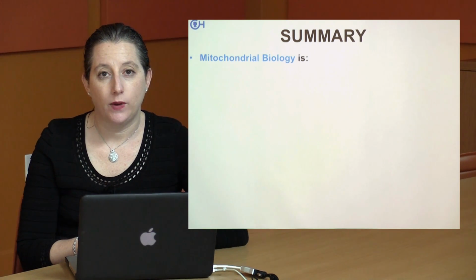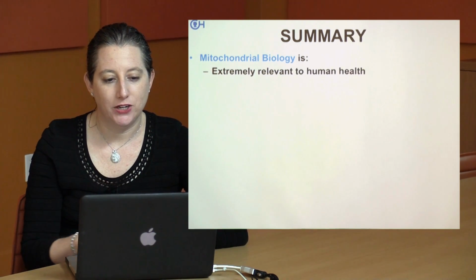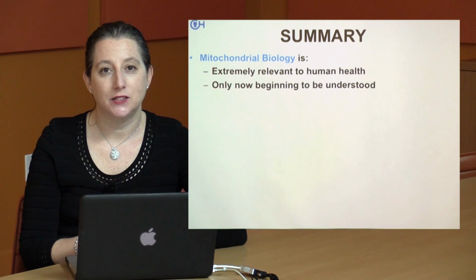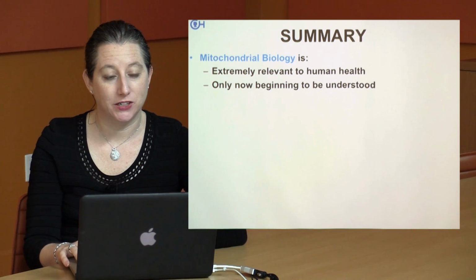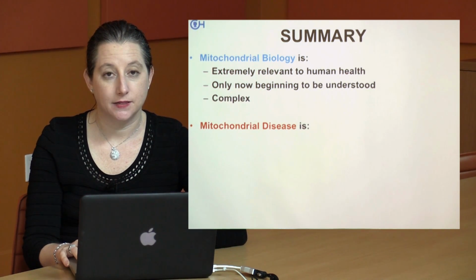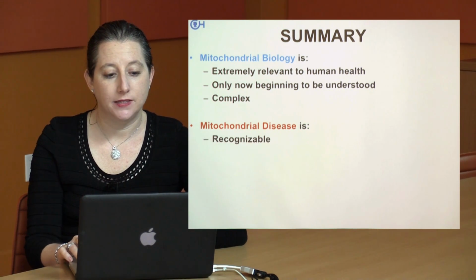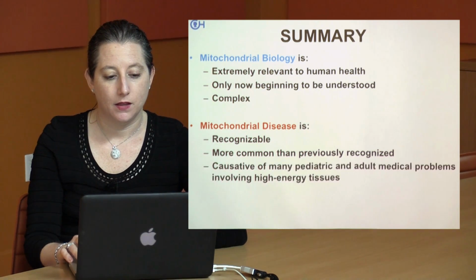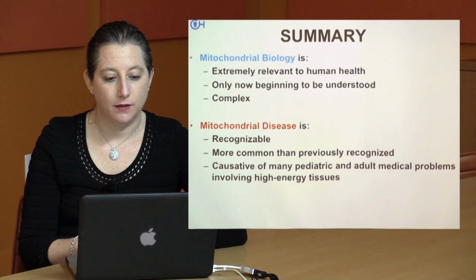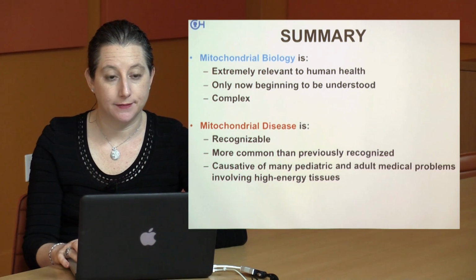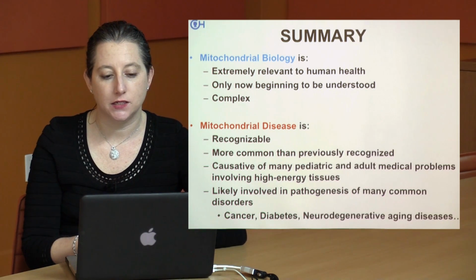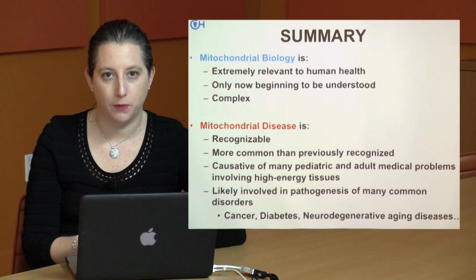So to summarize what I've shared with you this morning, mitochondrial biology, I hope you agree, is extremely relevant to human health. Remarkably, it's only now beginning to be understood, and we still have a lot to learn. It is complex. However, mitochondrial disease is recognizable. It is much more common than previously recognized. It is causative of many pediatric and adult medical problems involving high energy tissues. It is likely involved in the pathogenesis of many common disorders, including cancer, diabetes, neurodegenerative diseases such as Parkinson's and Alzheimer's disease, and aging itself.